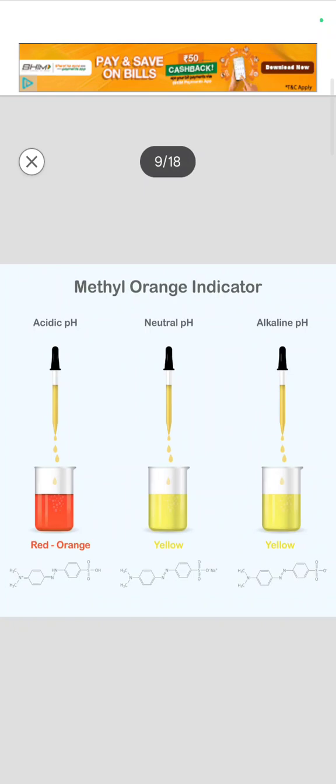Coming to methyl orange indicator, let's observe its color change. In neutral pH, the color of the methyl orange indicator is yellow, and in alkaline pH also the color of the methyl orange indicator is yellow. But in acidic pH, the color of the methyl orange indicator is red to orange.